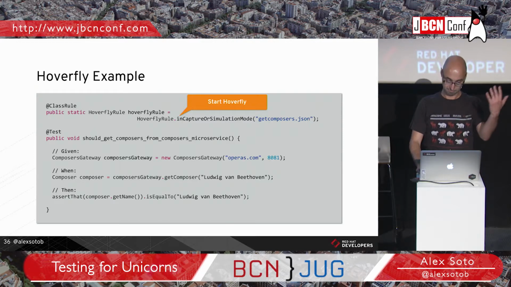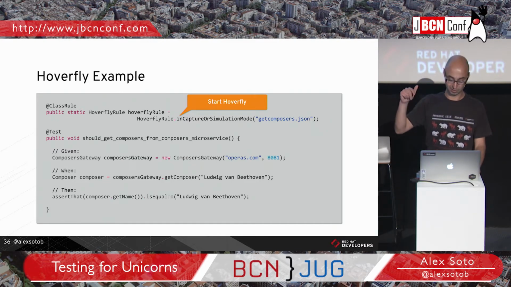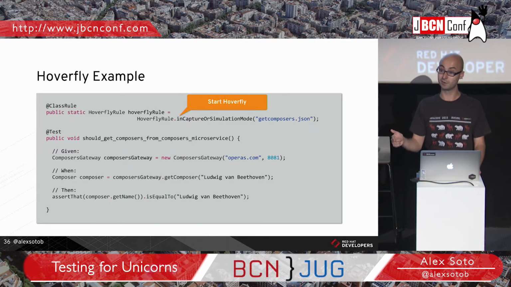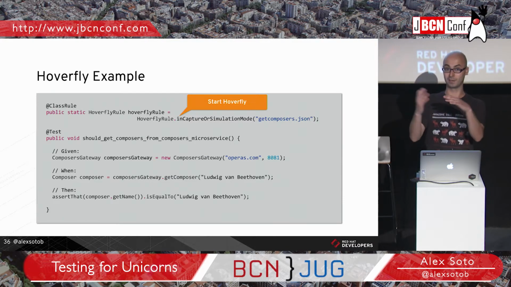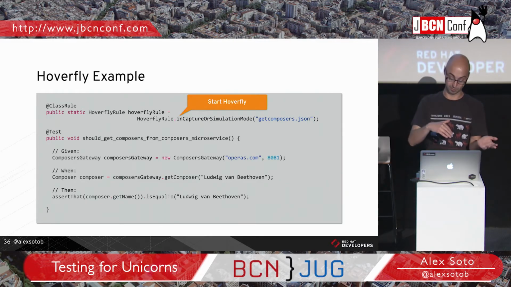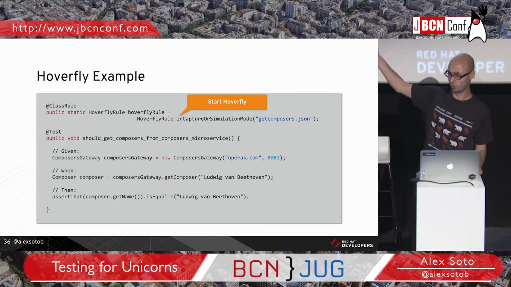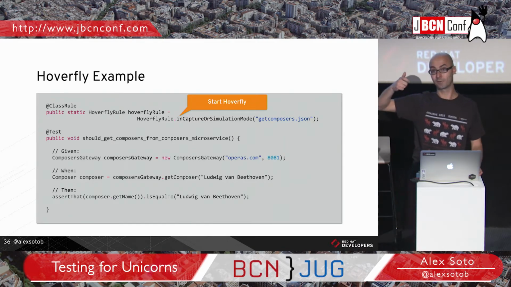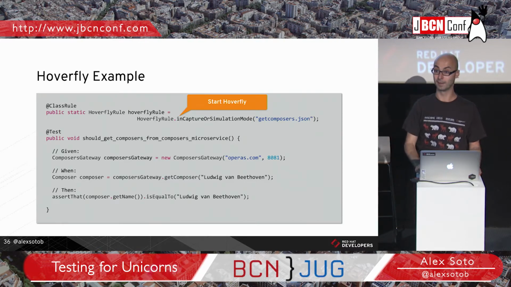You can see here an example, as Hoverfly Java also comes with a JUnit rule. The first thing is that you start Hoverfly in capture simulation mode, which means that if there is a file called getComposers.json, then it's going to start in simulate mode. But if it doesn't exist, then it's going to start in capture mode. So in this sense, you have automatically covered switching from capture to simulate mode. Also, this method will download the Hoverfly proxy, start it, and configure all the JDK elements.